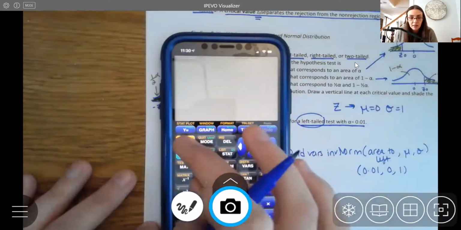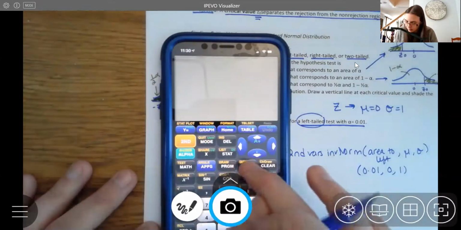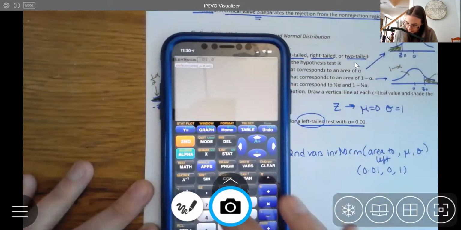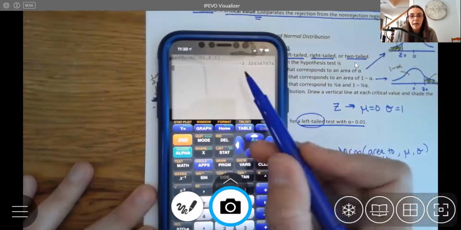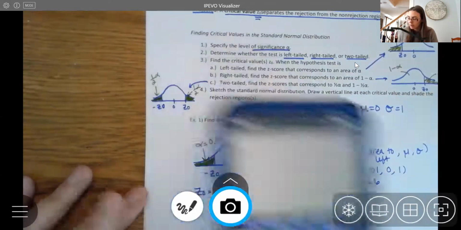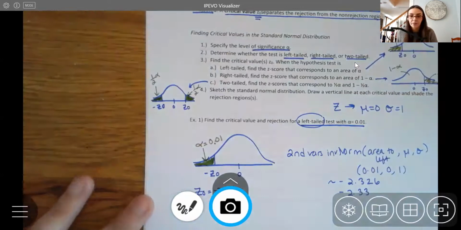So I'm going to hit second and then vars. And then I want inverse norm. The area here is 0.01. My mean is 0 and my standard deviation is 1. And you can see we get about negative 2.326, etc. So rounding that to 2 decimal places, we still get that critical value of negative 2.33.